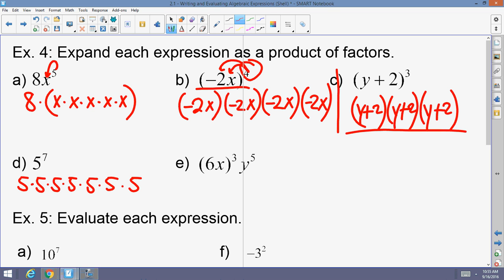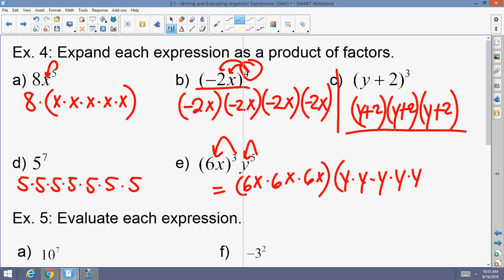Now, I've got 6x cubed. So that means that since the 6x is in parentheses, everything inside the parentheses is getting affected. Now, this 5 only affects the y, my brothers. So this is going to equal 6x times 6x times 6x times y times y times y times y times y. You're never going to expand this in real life, guys. I just want you to know. You're never going to expand it on a quiz either or a test. Why are we doing it then, Moro? So you can understand what the exponents mean, and you can understand who is affected by the exponent, okay?